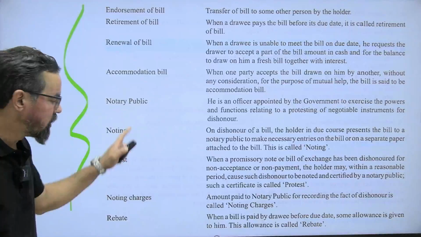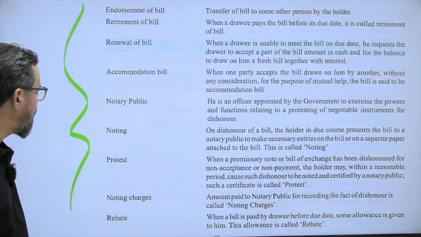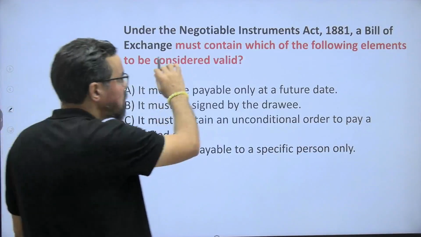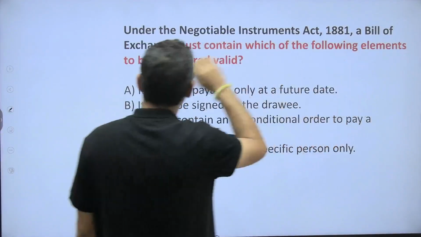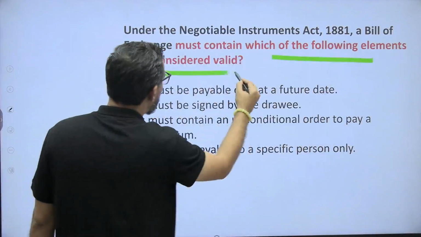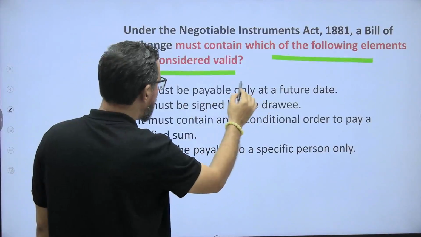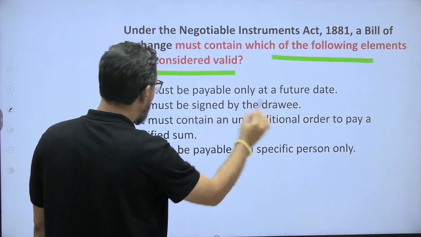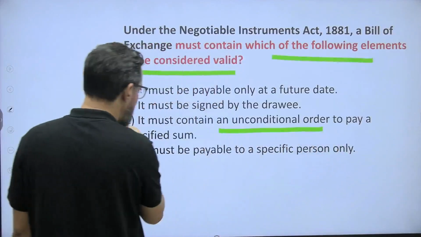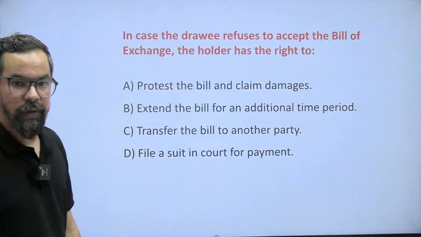So we have already discussed all these: protest, noting, notary public, accommodations, endorsements, and everything which is part of this in the same sequence. Under the Negotiable Instruments Act 1881, a bill of exchange must contain which of the following elements to be considered valid? It must be payable only on a future date. It must be signed by the drawee. No. It must contain an unconditional order to pay a certain sum of money. Option C will be the right answer for this particular one.